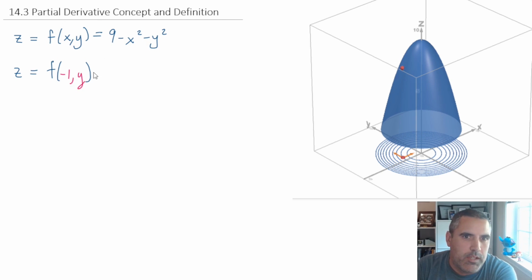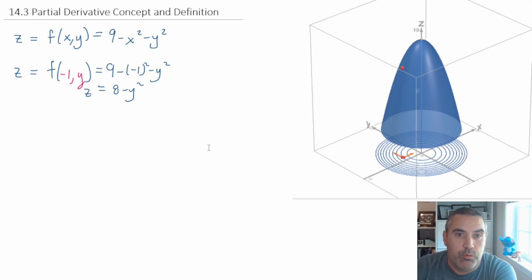The moment you do that, it becomes a one variable problem. It's 9 minus (-1) squared minus y squared. And so it's 8 minus y squared. And then what you've really done is you've found the intersection of the original surface with the surface x equals -1, which is actually a plane. I'm going to show that plane to you now.